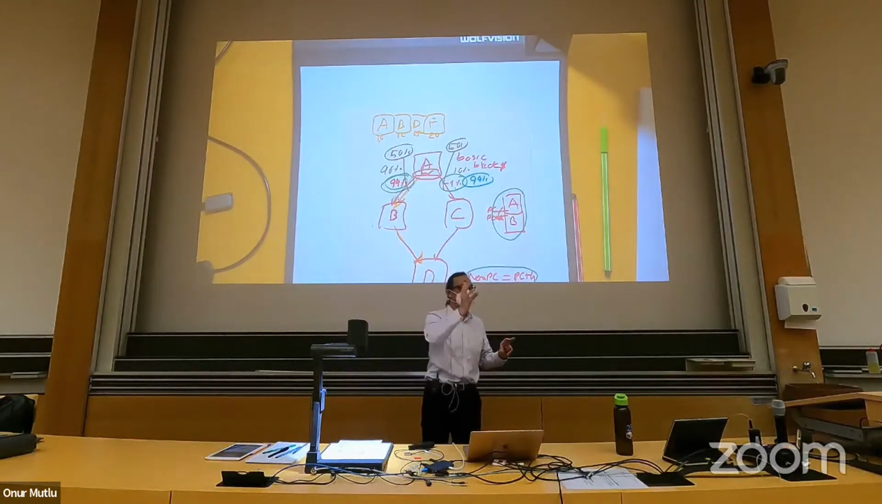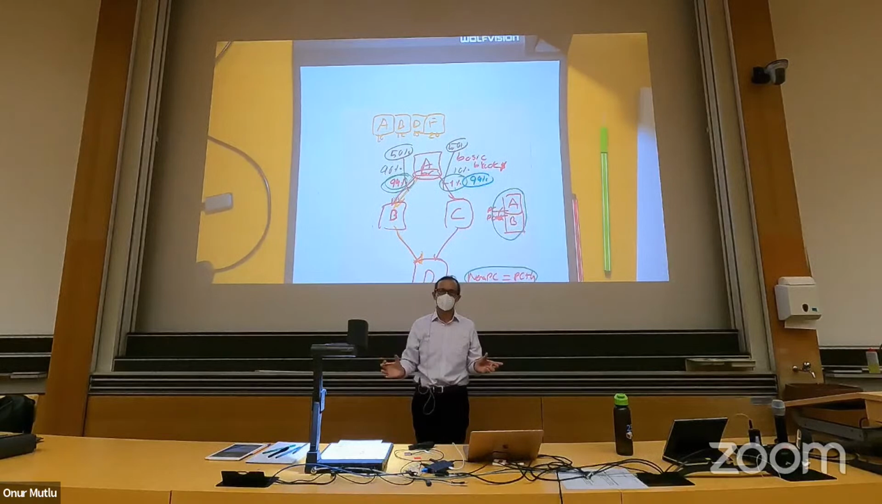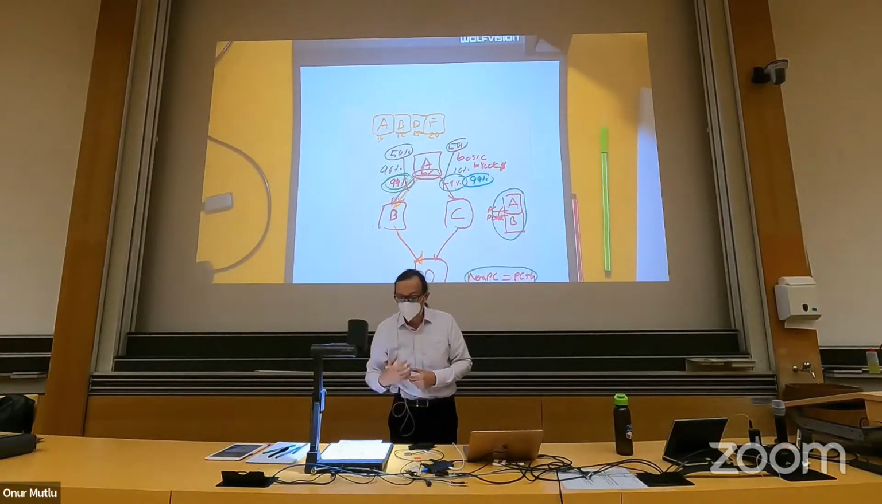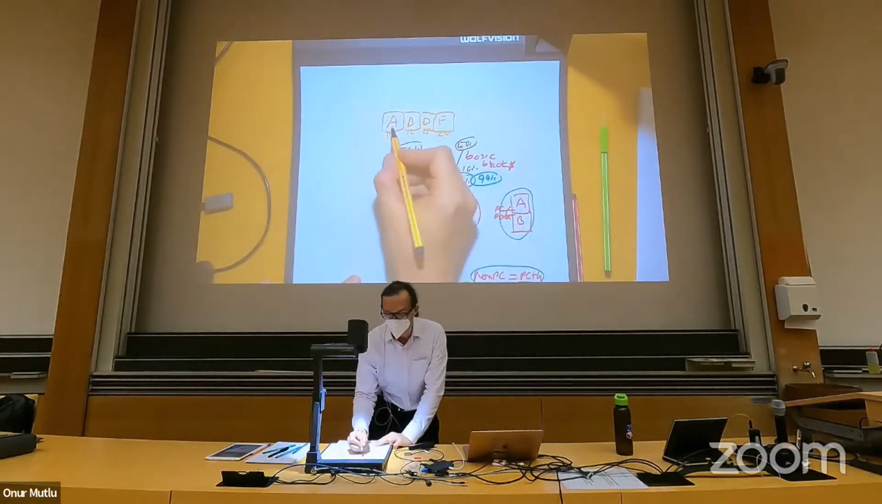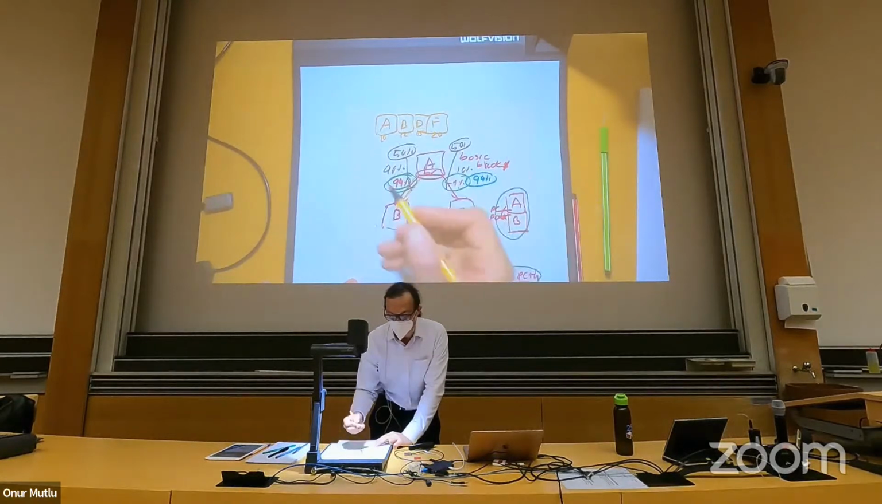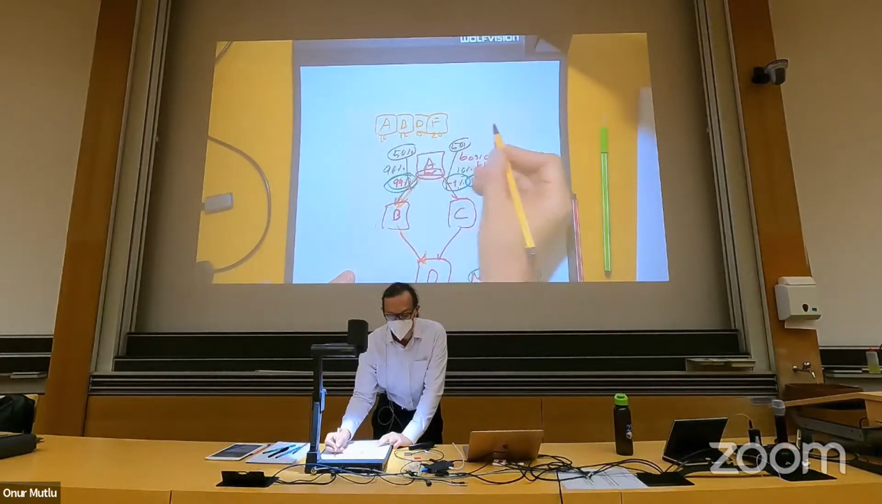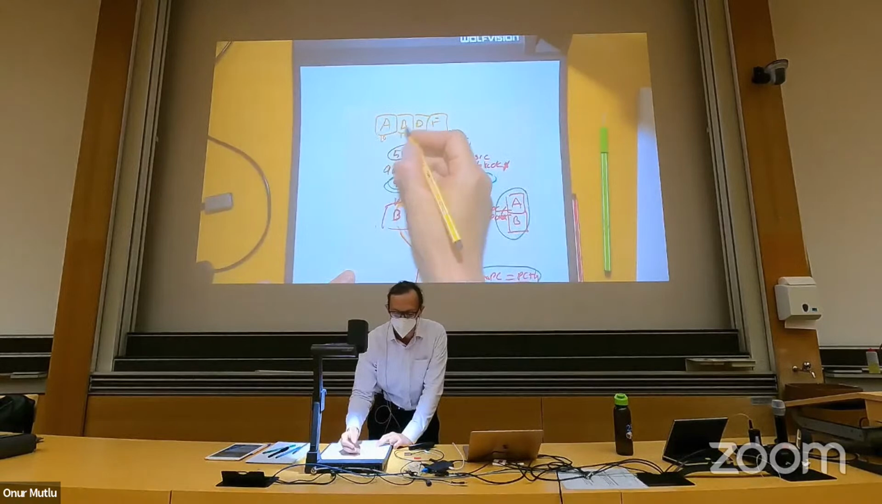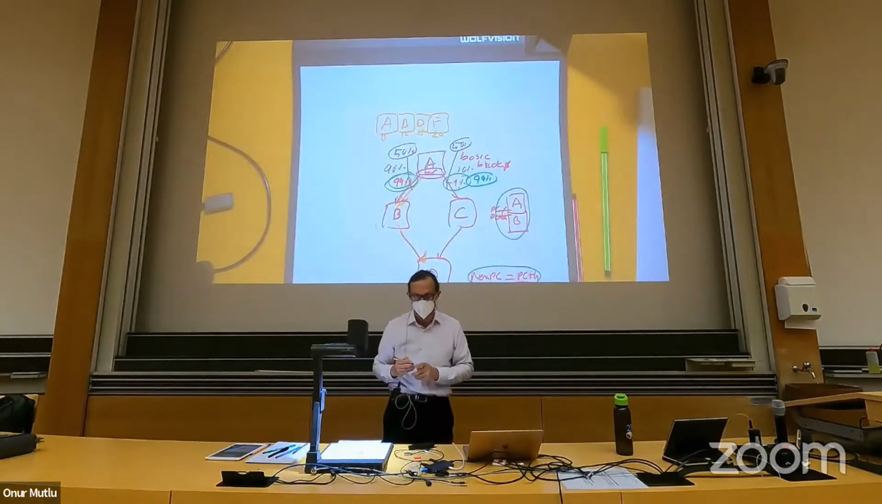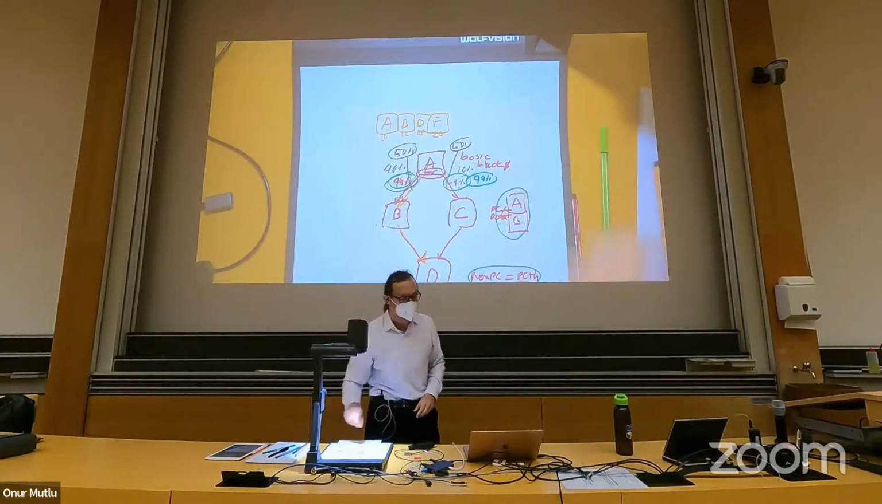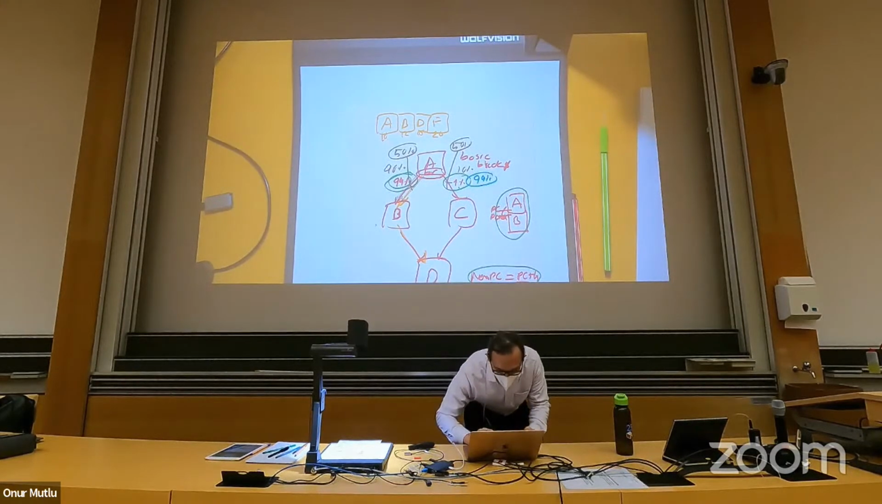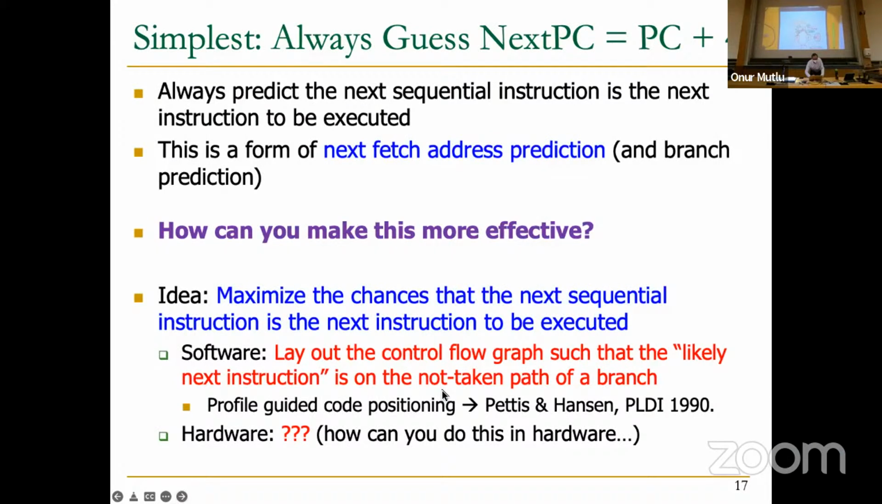You laid out the code in hardware internally in your microarchitecture so that you almost always correctly predict these branches. If there's a misprediction, of course, you need to flush the pipeline and fetch from the right place. So basically, this code layout optimization can be done in both software and hardware. I'm not going to cover the hardware version. I briefly covered the software version just to give you the idea.